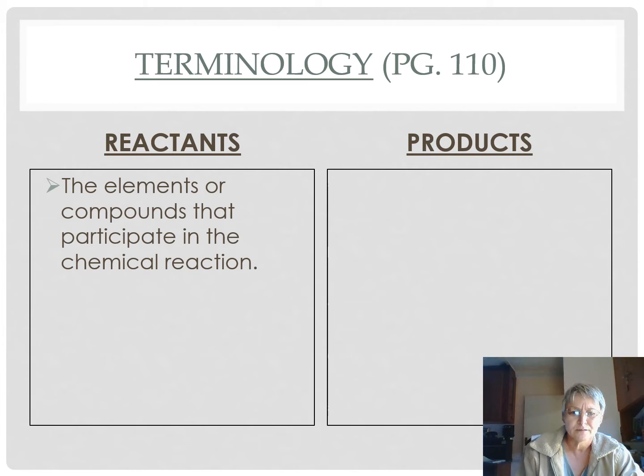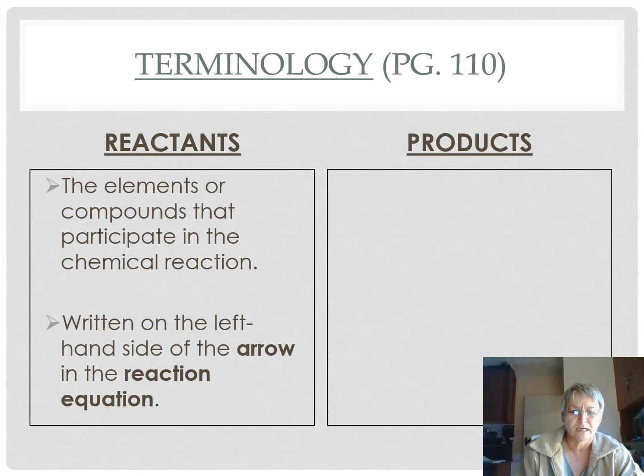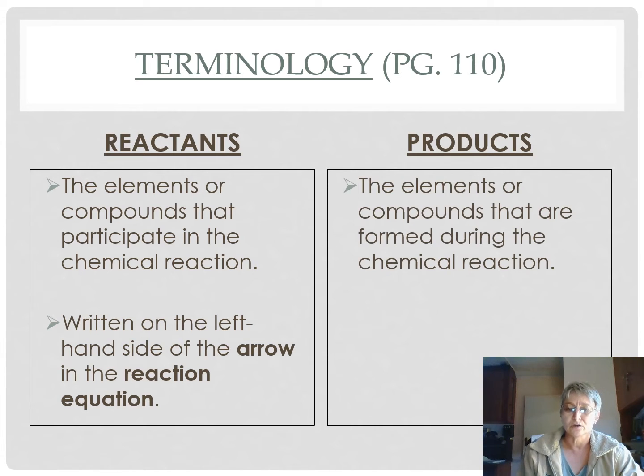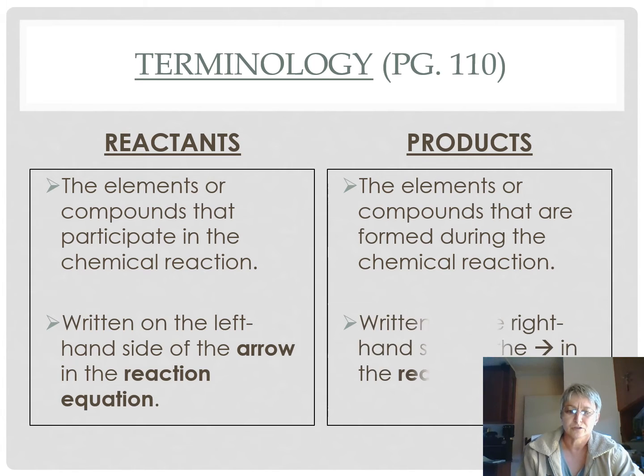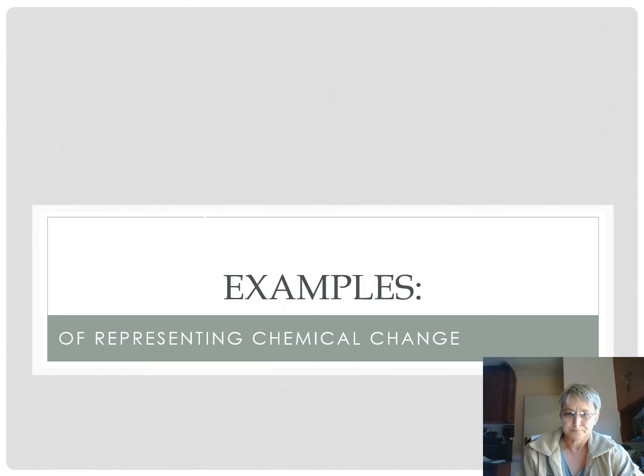So the reactants are the elements or the compounds that participate in the chemical reaction, and they are always written on the left-hand side of the arrow in the reaction equation. The products are the elements or the compounds that are formed during the chemical reaction, and they are always written on the right-hand side of the arrow in the reaction equation.